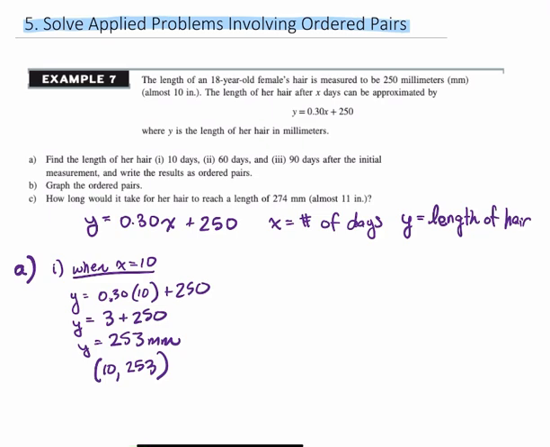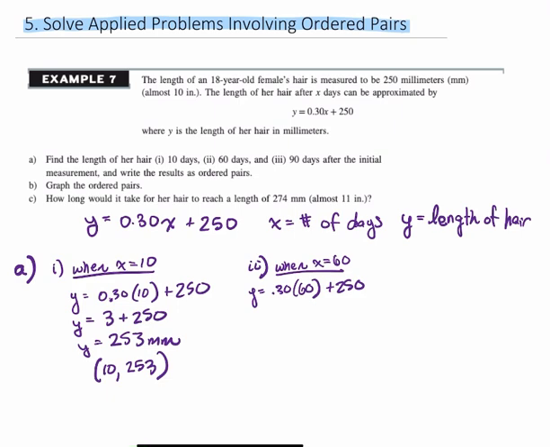Okay, part B. Now it asks after 60 days. So when x equals 60, let's plug that in. We'd have y equals 0.30, this time times 60, plus 250.